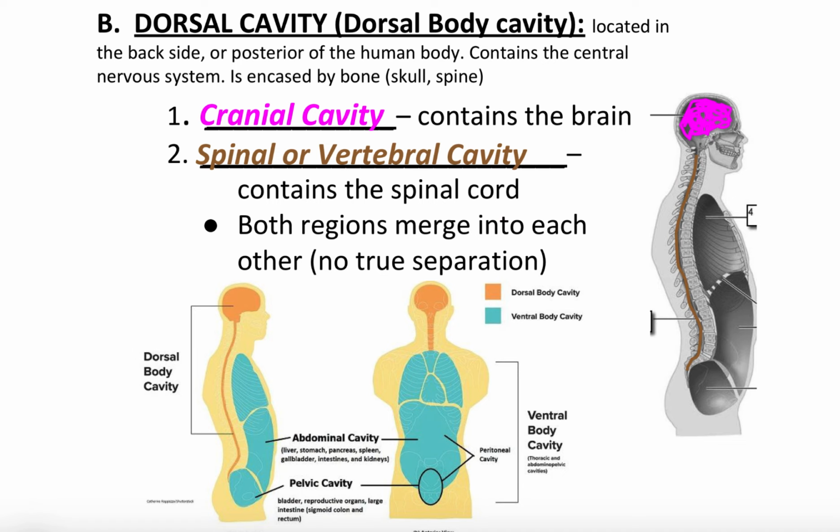Appropriately enough, the naming is actually very simple. The section of the dorsal cavity that holds your brain is called the cranial cavity, right here. And the section of your dorsal cavity that holds your spine is right here, and it's called the spinal cavity, also known as the vertebral cavity, because it's inside your spinal vertebrae. Okay? So both regions merge into one another. There's no separation between your cranial cavity and your spinal cavity. They're just segments.